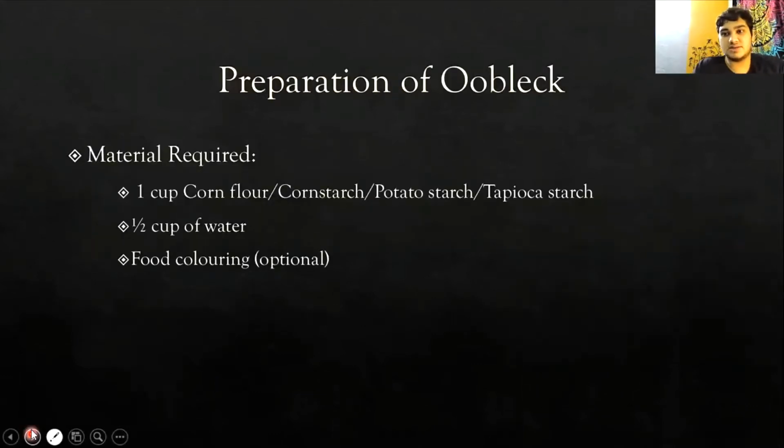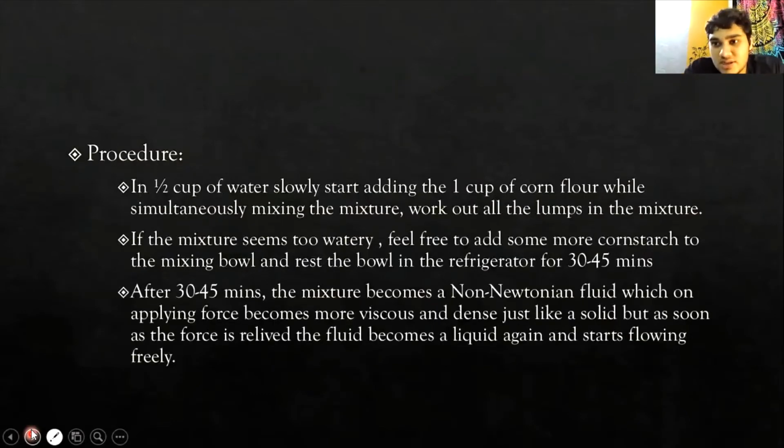Preparation of Oobleck is rather simple. We can prepare it with everyday items we can find at home. For this, we'll require approximately half a cup of water and 1 cup of corn flour, cornstarch. The procedure is rather simple too.